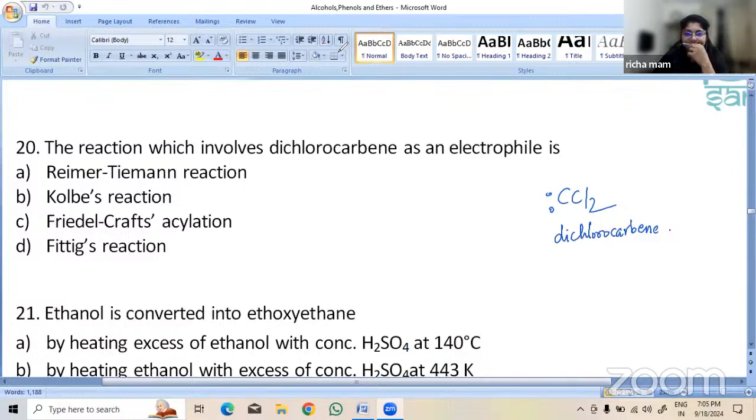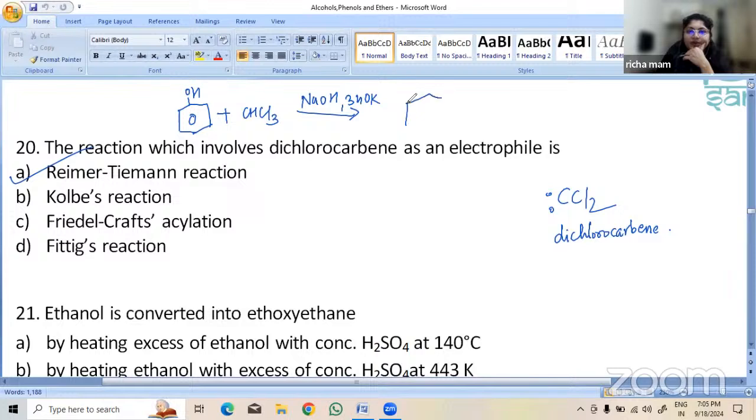Shri Varuni has answered it as A. Lubna has answered it as A. Yes, A is the correct answer, the Reimer-Tiemann reaction. So what is the Reimer-Tiemann reaction? We will just understand it. So we have a phenol. The Reimer-Tiemann reaction is done on phenol. So phenol, we are reacting it with chloroform, that is CHCl3, in the presence of NaOH at a temperature of 340 Kelvin.